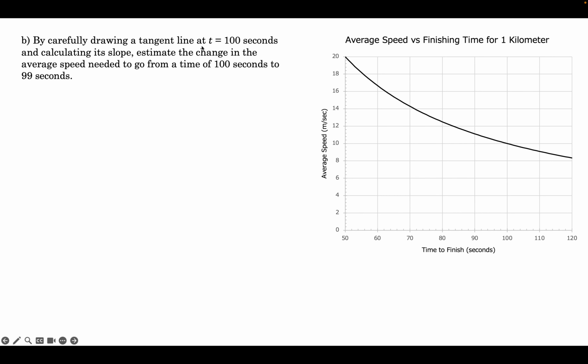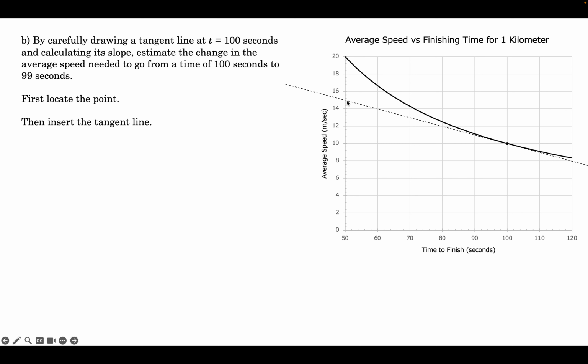We're going to draw a tangent line at 100 seconds and calculate its slope, and then estimate the change in the average speed needed to drop a second from your time, from 100 to 99. So first let's locate the point right here. Then we've got to draw a good tangent line. There it is. Now we have to get the slope of the tangent line.